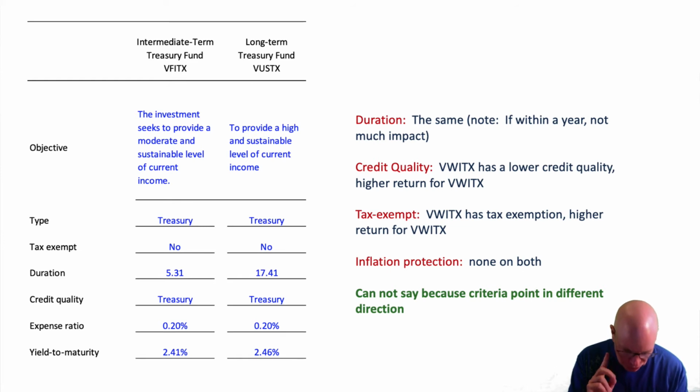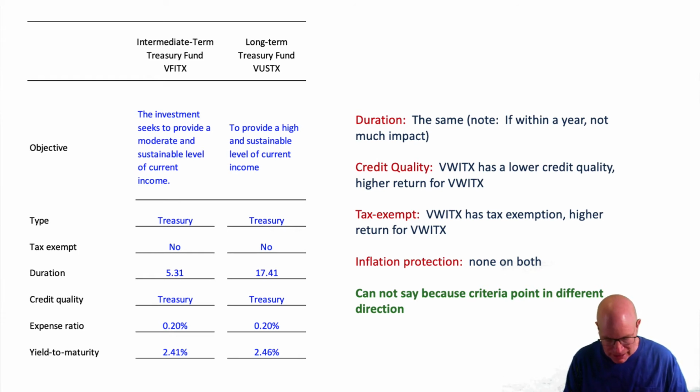Municipal tells you two things. One, it has default risk. It's a municipal bond. It does not have the full faith of the federal government behind it. So municipal bonds have default risk. Second thing is that they are tax exempt.